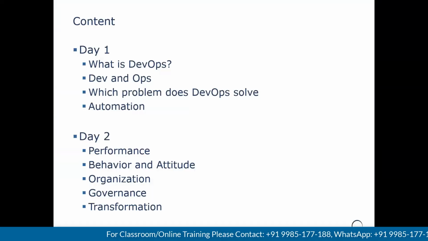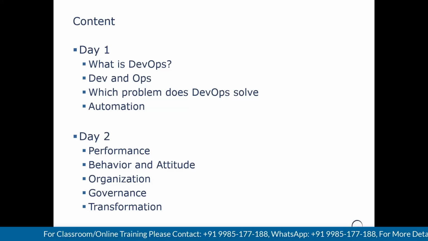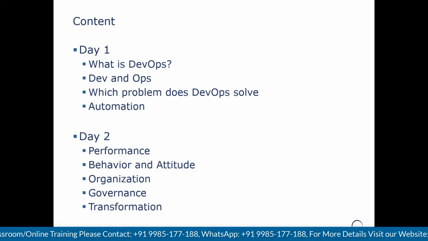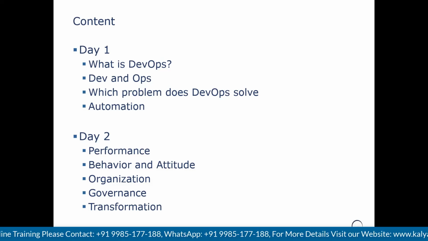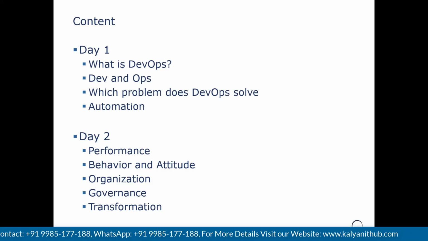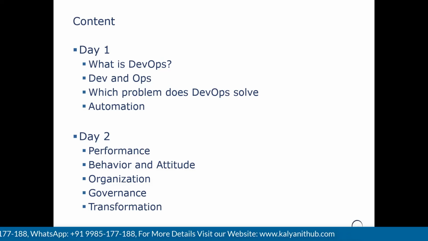In day one, we already covered what DevOps is, development plus operations, what the problem is, and how to solve this operation under automation mode. But now, in day two, I want to look at the performance of DevOps. We will cover performance, behavior and attributes, organization, how we can handle governance, and how we can work on the transformation of DevOps. So here we are going with this content in the day two concept.